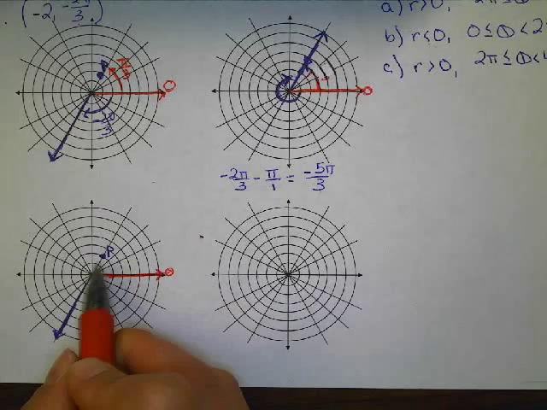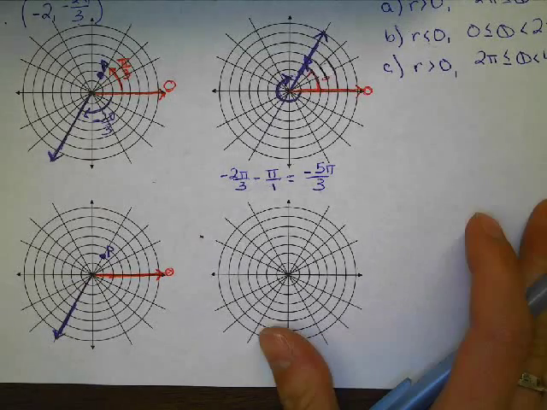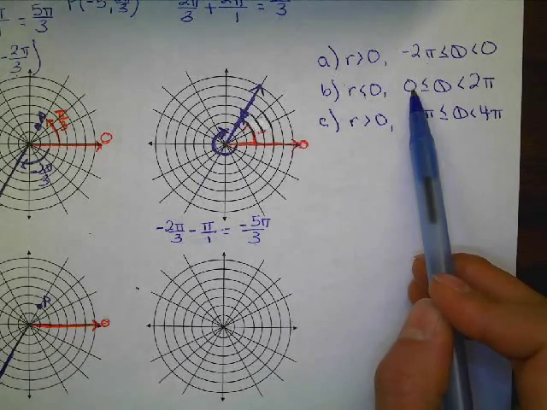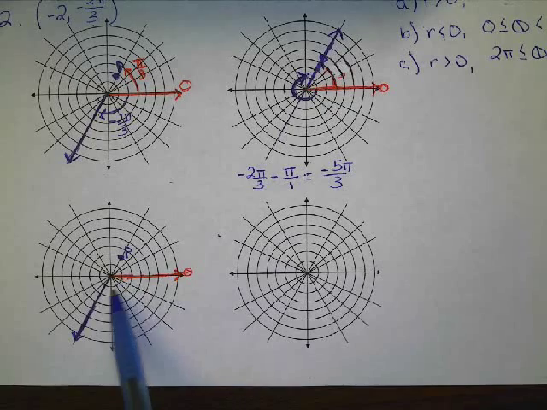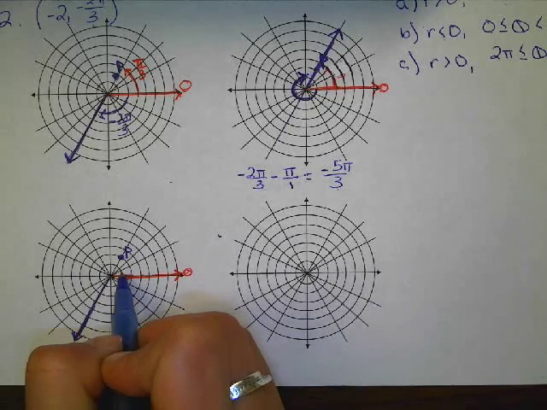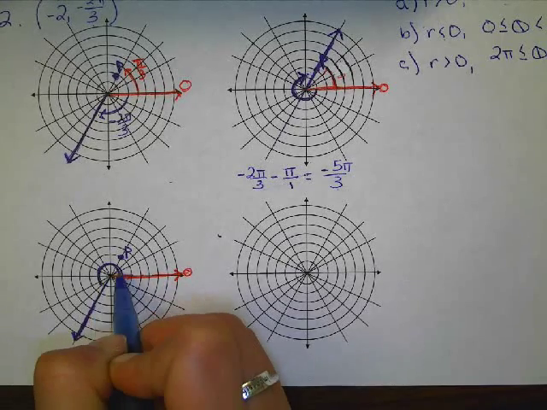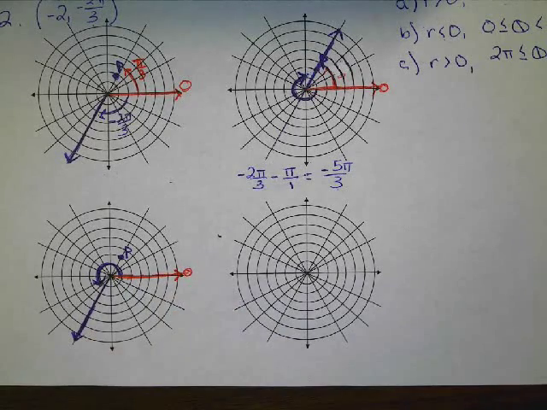This is my pole, and there's my point with that negative radius because it's the opposite direction of my angle here. Now, the criteria for this is that my angle has to be between 0 and 2 pi. So instead of taking negative 2 pi over 3, 0 to 2 pi means I have to start here and go around the positive direction, so this way, and figure out how much that angle is.